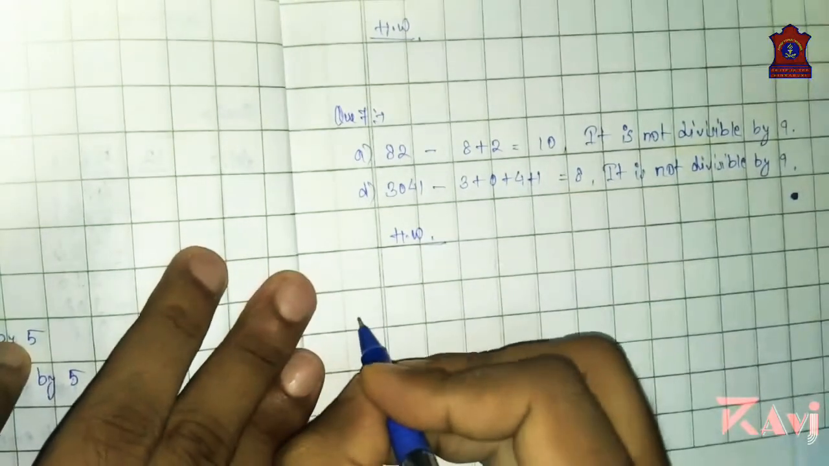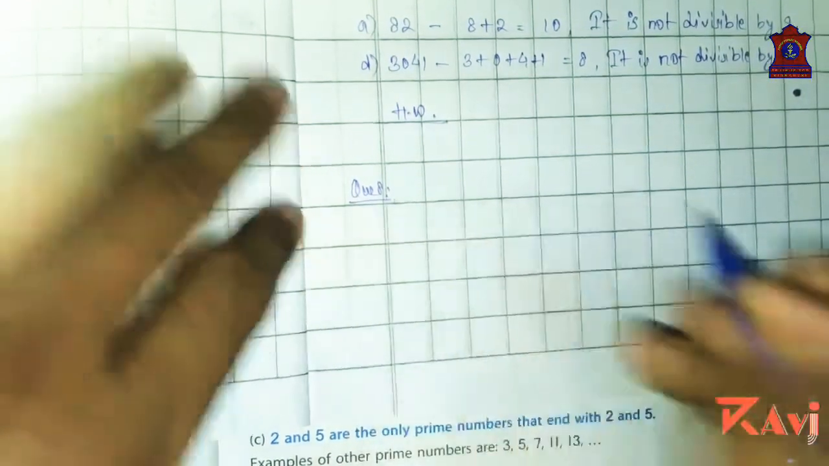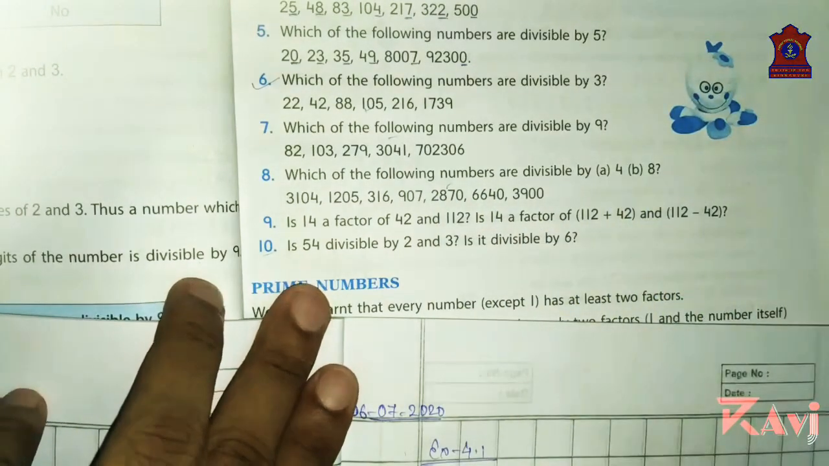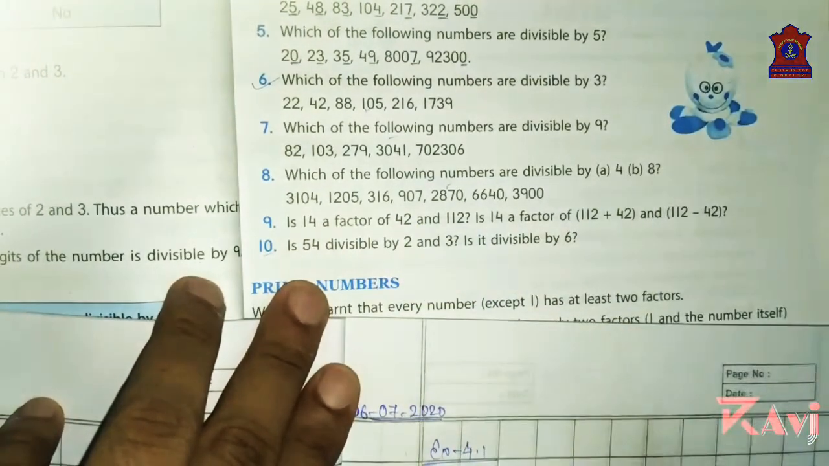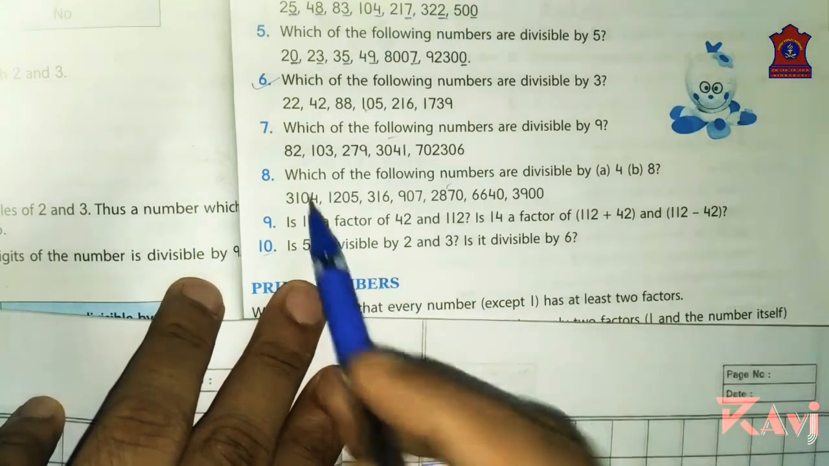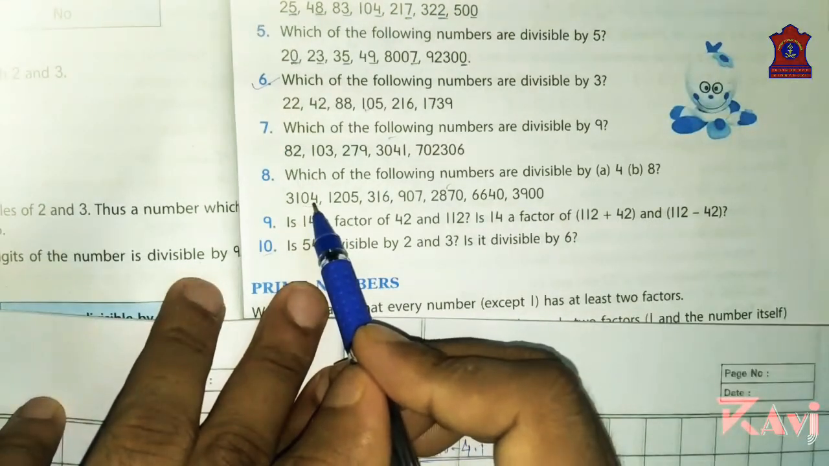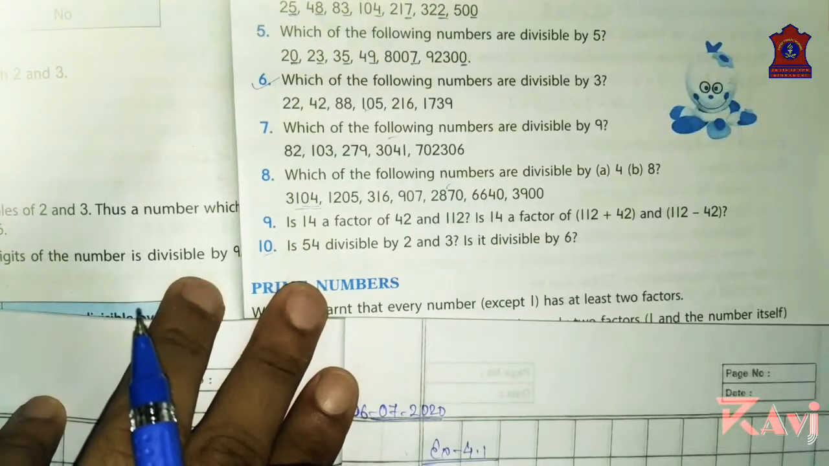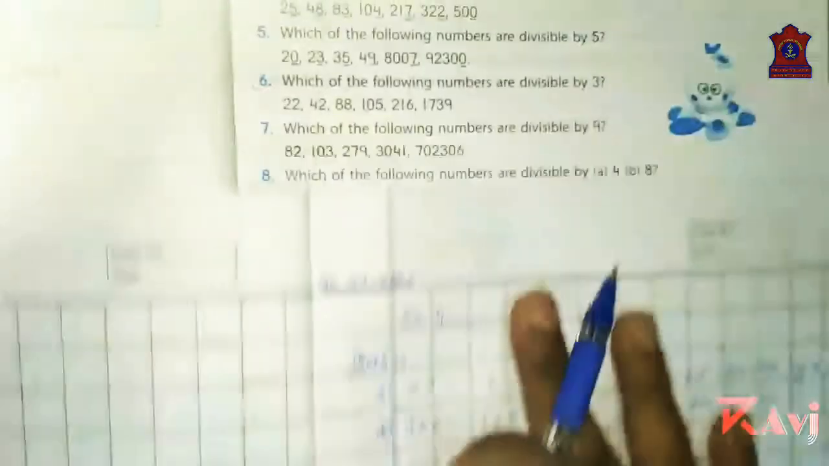Clear? Now look at question number 8. What is in question number 8? Which of the following numbers are divisible by 4 and 8? Okay, so we have to check which of the numbers are divisible by 4 and 8. To check the divisibility of 4, what you have to check? You have to check the last 2 digits of a number. If the last 2 digits of a number are divisible by 4, then the number is divisible by 4. If the last 3 digits of a number are divisible by 8, then the whole number is divisible by 8.